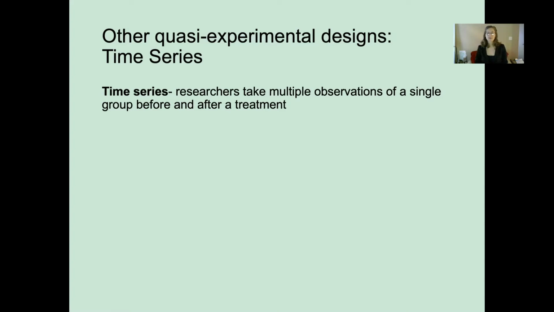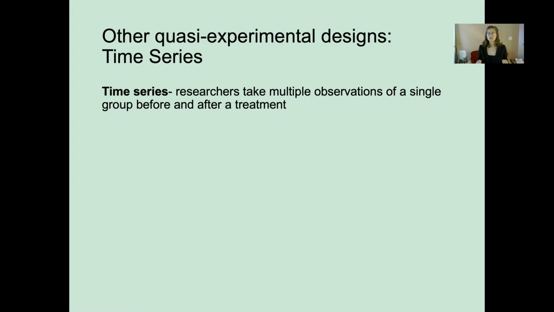There are other types of quasi-experimental designs, like a time series analysis. This is where we would take multiple observations of a single group before and after a treatment. So how is this different from just pre-test, post-test, or different from just the first example where we looked at a score before and after a study guide?